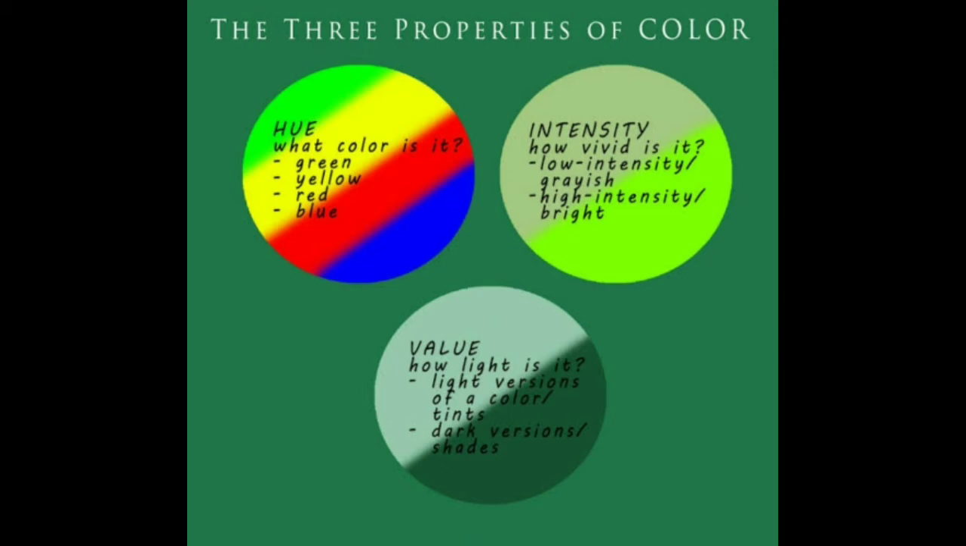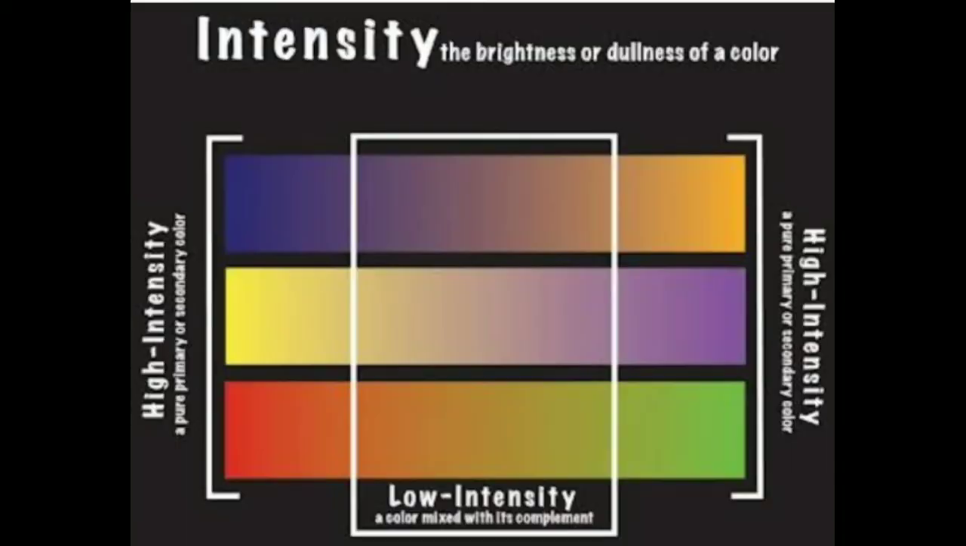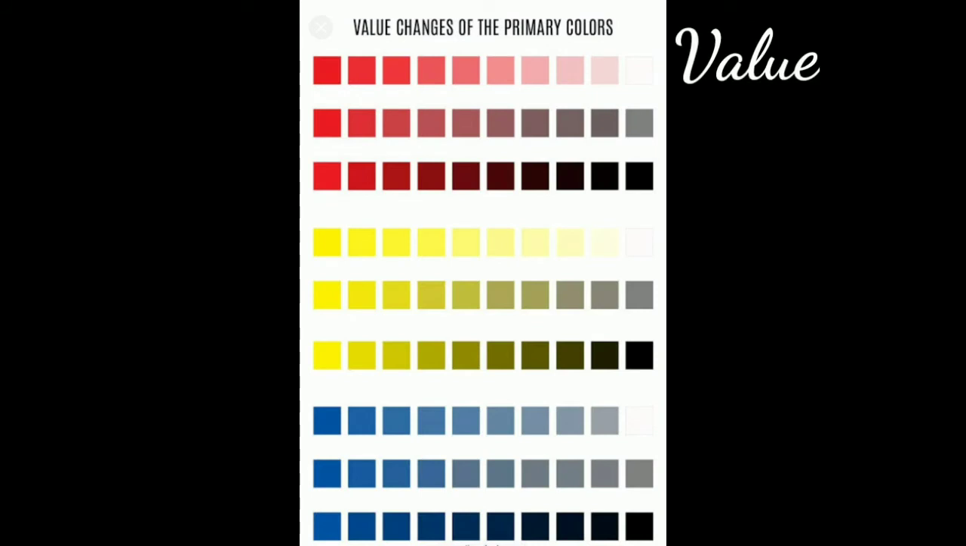Hue means the name which we give to the color as red, yellow, green, blue, etc. Intensity, the brightness or sharpness of a color, is intensity. It can also be considered as the brightness or dullness of a color. Now next is value. Value is the lightness or darkness of tone of a color. White is the lightest value, while black is the darkest. A full range of value means that there are ample amounts of light values called tints and dark values called shades.